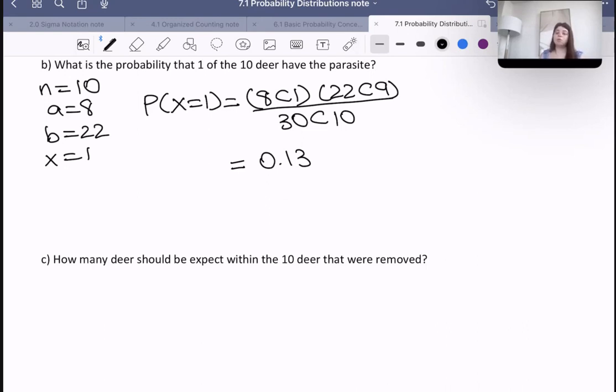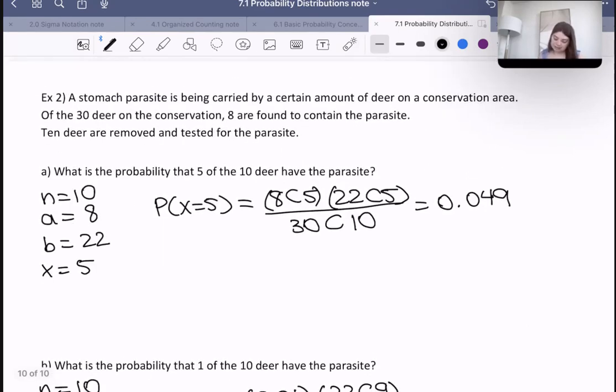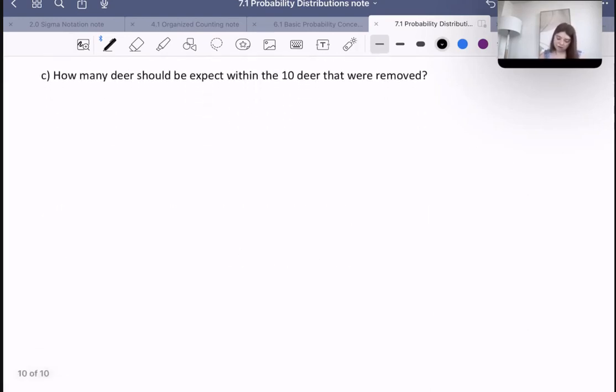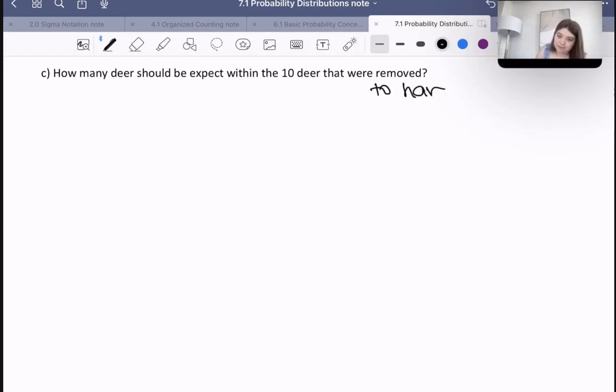So we're more likely to have one deer having the parasite than 5, which makes sense if we think about it, right? If we consider the fact that only 8 of them out of 30 have this parasite. And so how many on average would we expect? Not a lot, right? Not 5 of them. And that's actually the next question, is how many deer should we expect within the 10 deer that were removed to have the parasite?